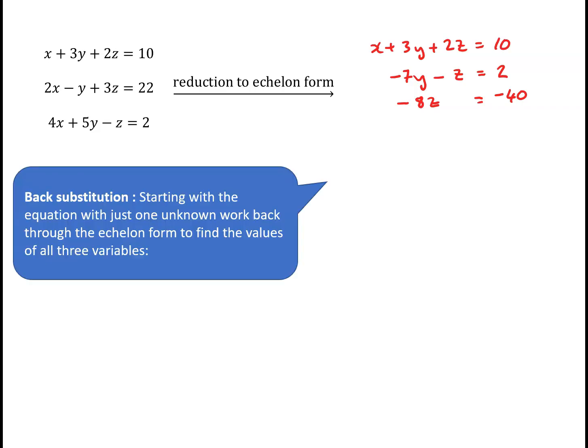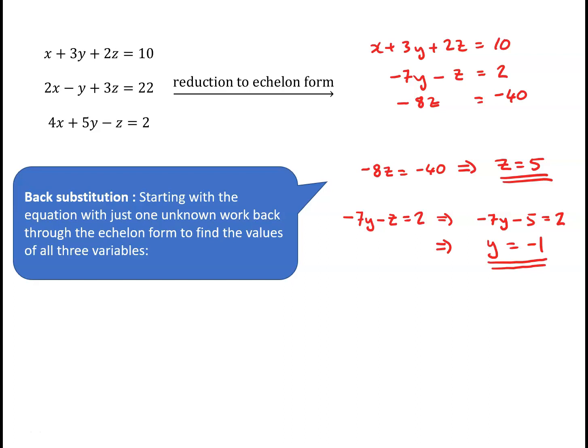Starting with the equation with just 1 unknown, we work back up through the echelon form to find the values of all 3 variables. The equation with 1 unknown, I've got minus 8z equals minus 40, tells me that z must be 5. Substituting that into the second equation, I've got minus 7y minus z equals 2. So that now tells me that minus 7y take away 5 is equal to 2. In other words, minus 7y equals 7, so y must be minus 1.